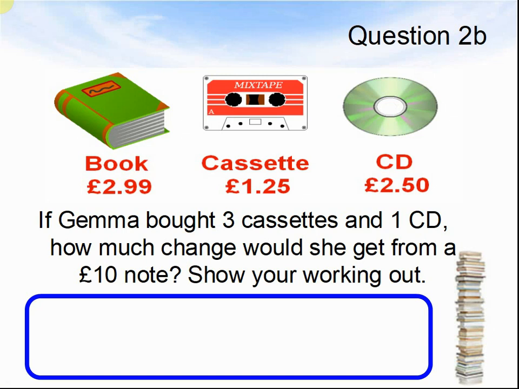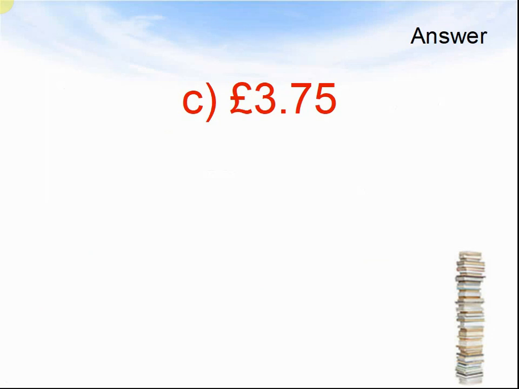Next question. If Gemma bought 3 cassettes and 1 CD, how much change would she get from a £10 note? Show your working out. Pause the video until you are ready for the answers. Here come the answers. The answer is £3.75.